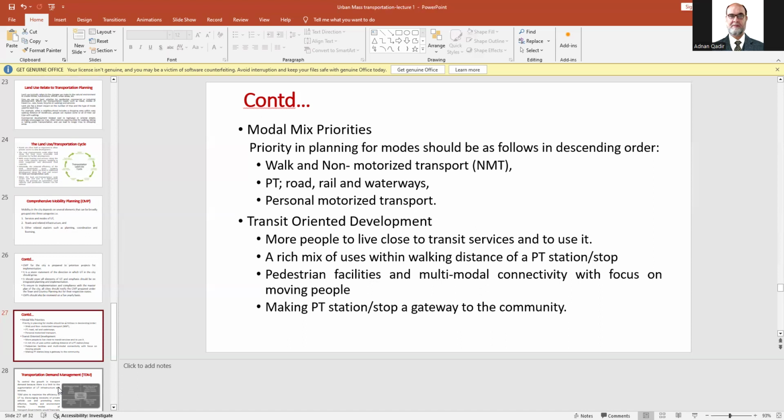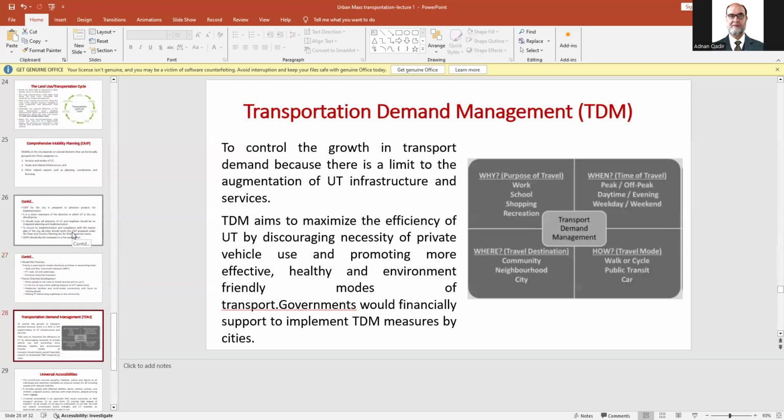So when we talk about a rich mix of uses within walking distance, pedestrian facilities, and multimodal connectivity focused on moving people, making public transportation a stop or gateway to the community, this should be exercised with care because we don't want to compromise the standard of living. The environmental effect should always be considered.